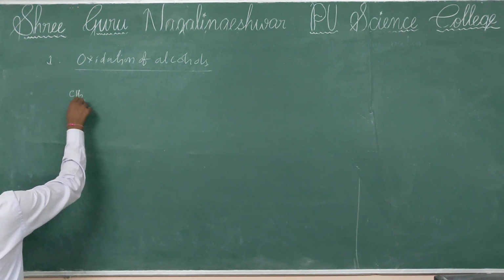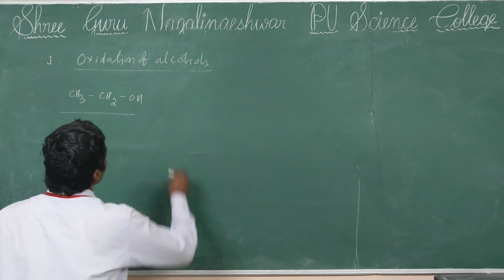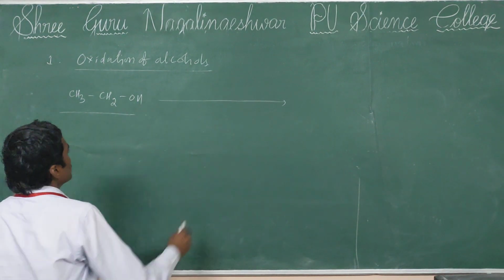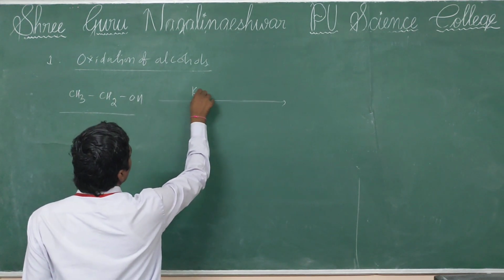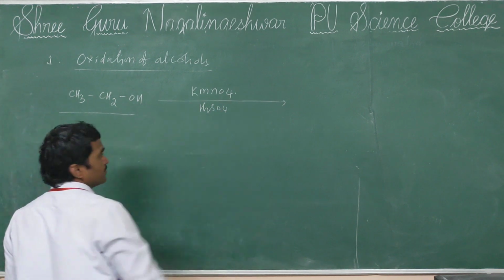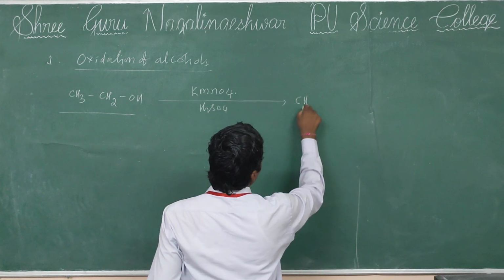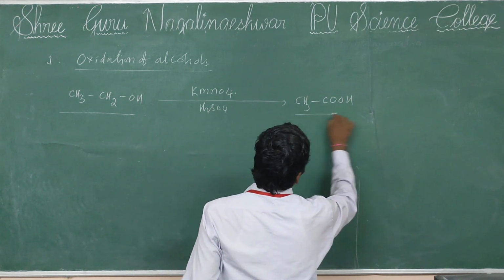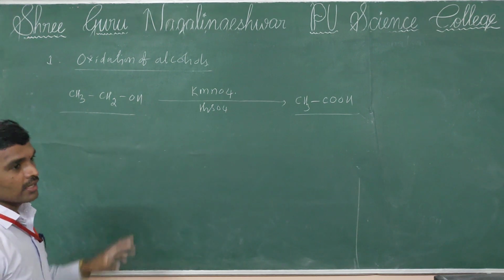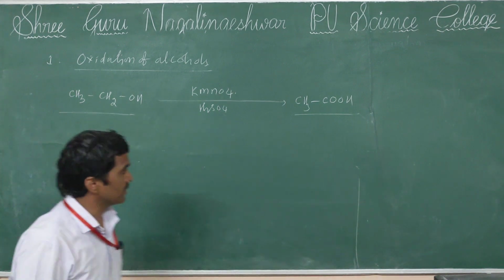Here I am taking ethanol. You take any one reagent out of these three. For example, here I am taking KMnO4 in the presence of H2SO4, acid medium. So ethanol is converted into carboxylic acid directly, ethanoic acid, CH3COOH. Just remember the function of these reagents: all primary alcohols are converted into carboxylic acid.